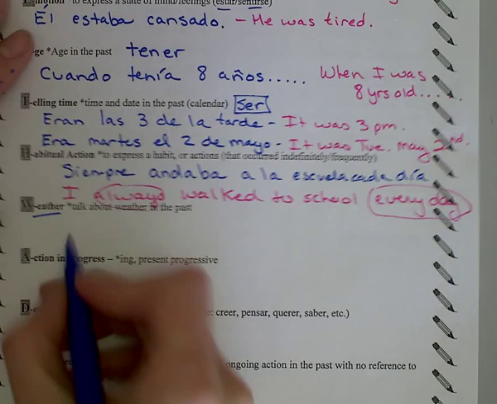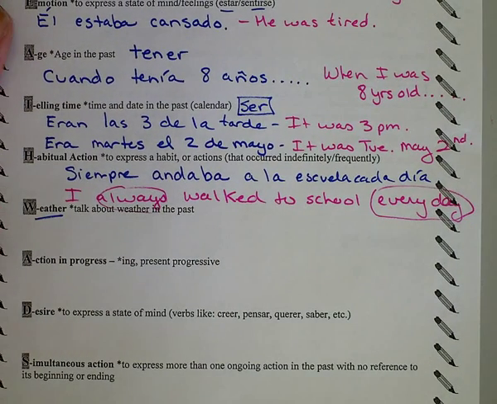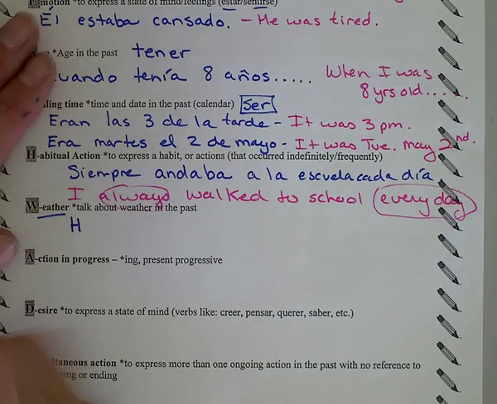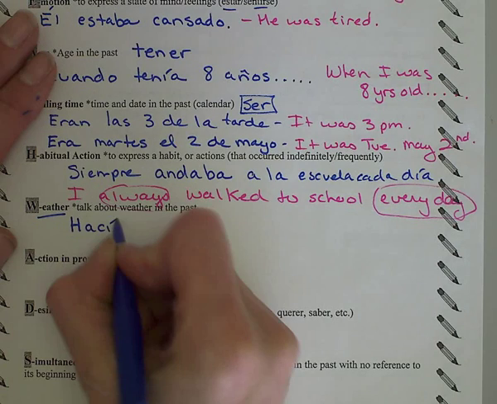So let's see what we got here. How would I say it was cold? How do I say it is cold? Hace frío. Hace frío. So that means we need to take my verb hacer and put it in the imperfect. Hacía.